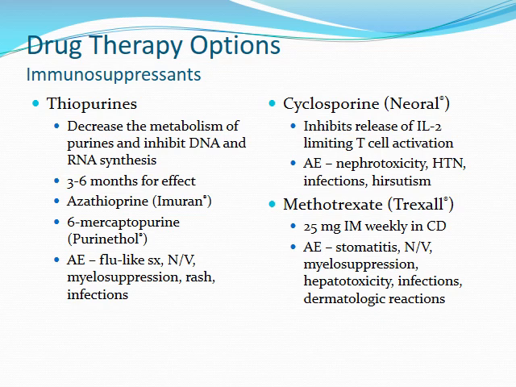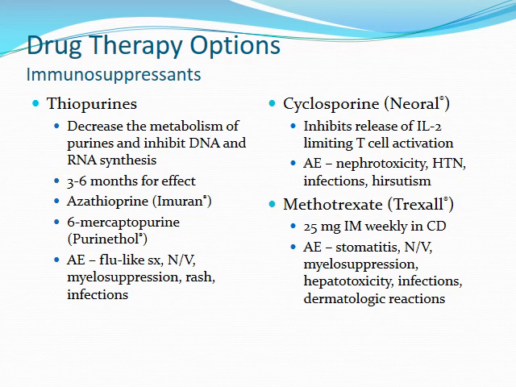Other immunosuppressant agents we can utilize would include something like cyclosporine, which inhibits the release of interleukin-2, which helps to limit the amount of T cell activation that occurs. Cyclosporine is usually seen in the transplant realm as an anti-rejection medication. This one has some unique side effects, where it can cause some nephrotoxicity, so be aware if your patients already have poor renal function. It can worsen hypertension, secondary infections are a risk, and it can also cause some hirsutism, or unwelcome hair growth, in some of your patients.